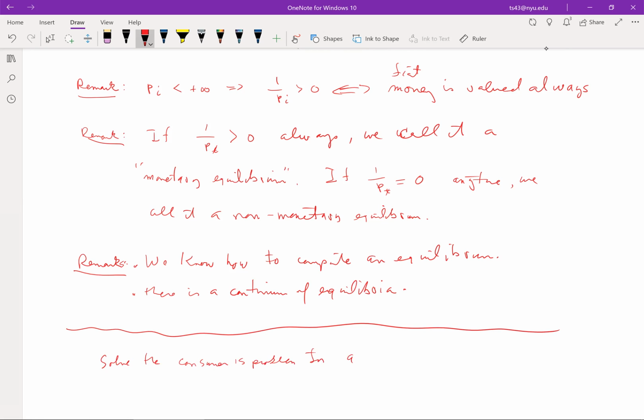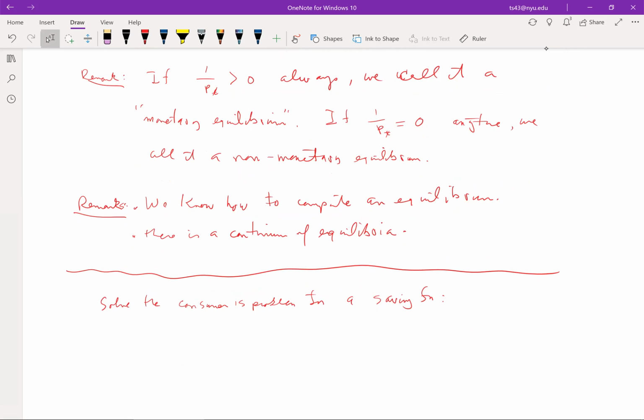for the saving function. So we're going to write the saving function as it's going to be a key thing. Y_t^I minus the endowment minus C_t^I, that's what you save, and that's going to be a function. It's going to depend on your preferences, it's going to depend on the rate of return and your endowments. There's going to be some function.